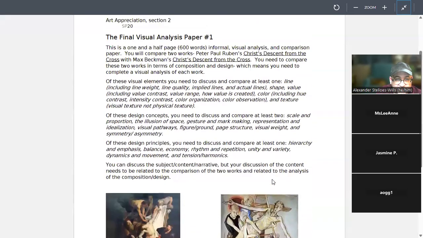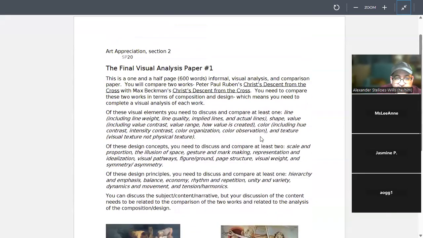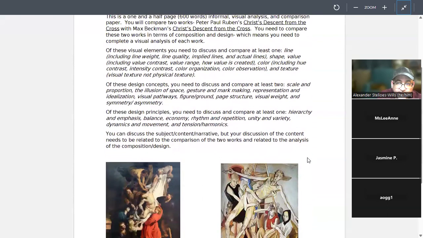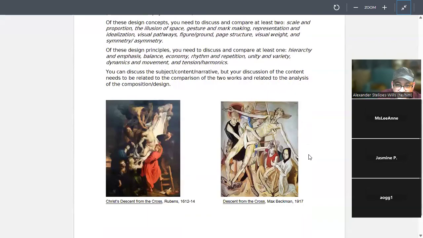And then you have the 2 images. And probably the thing that most people get wrong about the paper is that this is supposed to be overwhelmingly a formal analysis, which means that you should be talking about design concepts, design issues, and not talking about literary differences or literal differences, right? So like meaning differences in terms of the literal things that we can see in the painting.